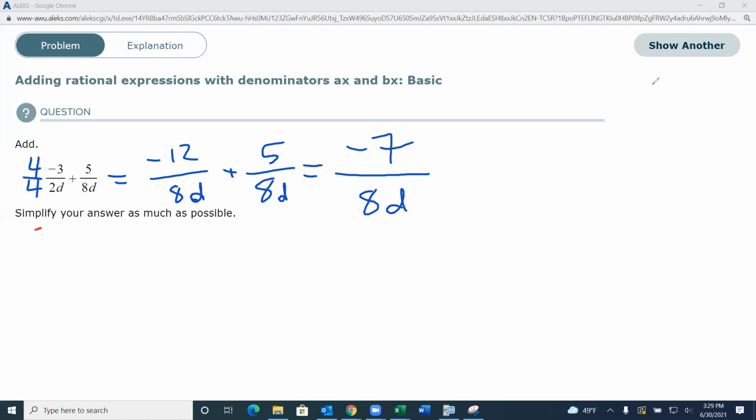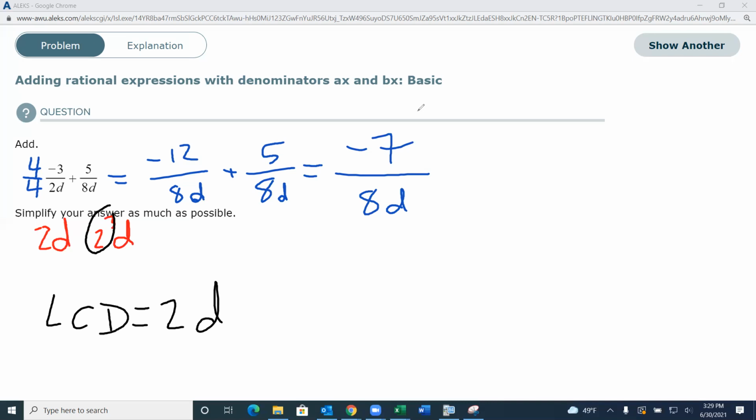Well, the 2d is already factored. It's just 2 times d. But the 8d is going to be 2 cubed times d, because 8 is 2 times 2 times 2. And then you would build your least common denominator. You'd say, all right, well, we need a 2 and a d to satisfy the first denominator. The second denominator says, I need 3 2's. Well, we've already got 1, so let's just make it 3, and there, that'll satisfy both of them.